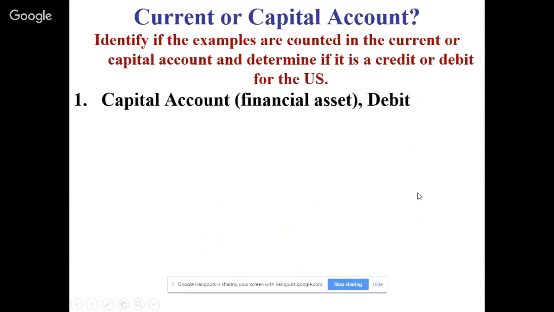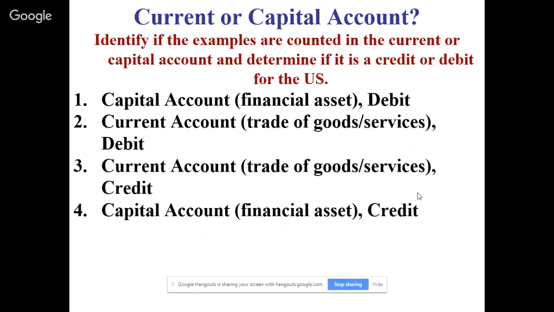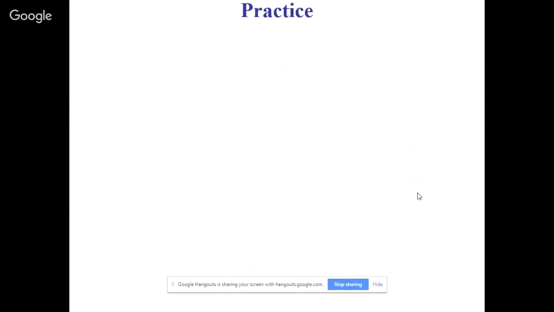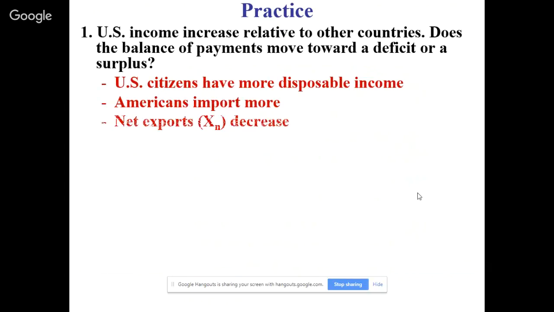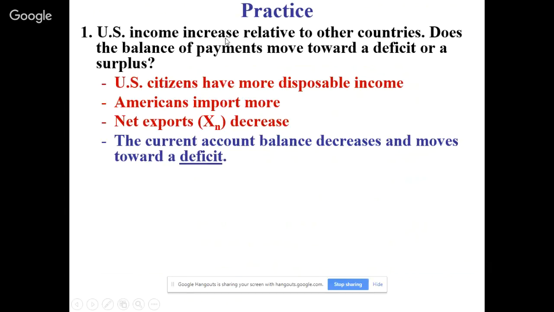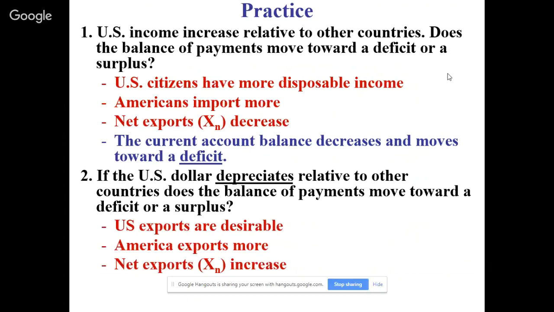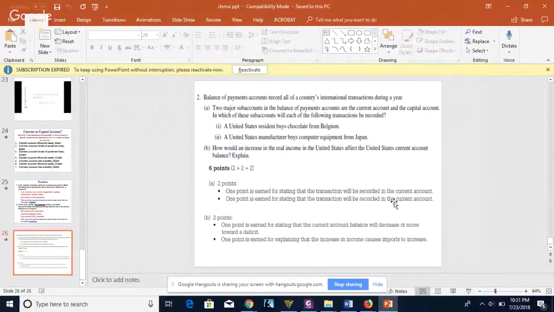Okay, one more. We have an exercise here. This is from last time. These are the answers from the last exercise. This is what I want to show my students. Okay, we have a practice here. USA income increases relative to other countries. Does the balance of payments move toward deficit or surplus? And we have more here.